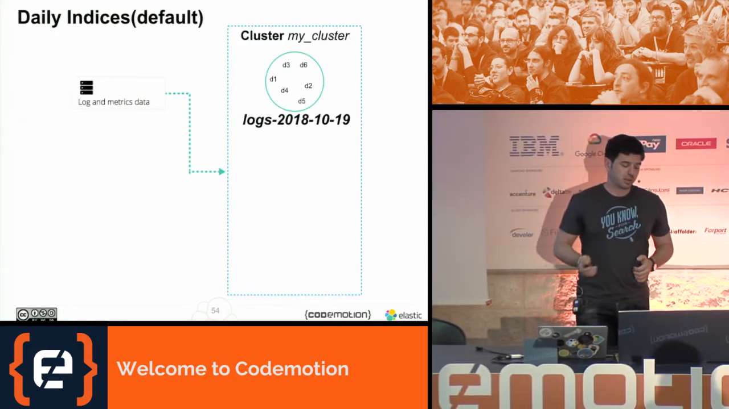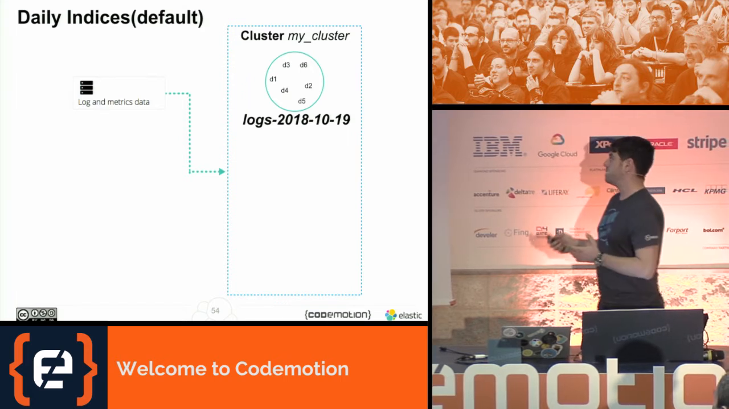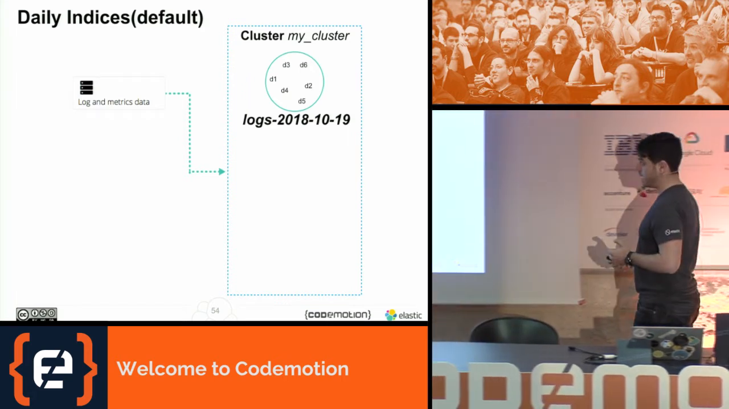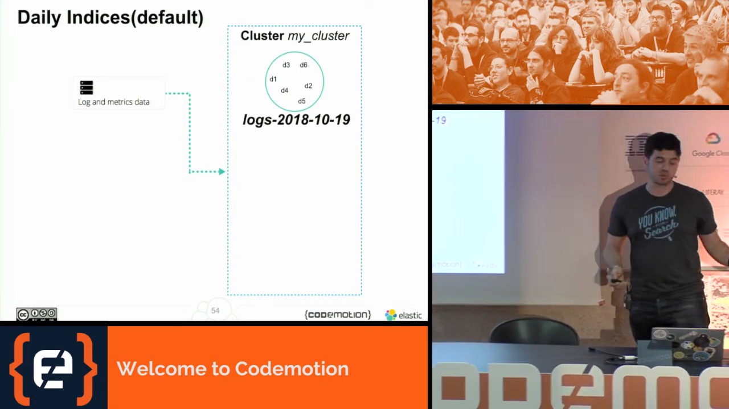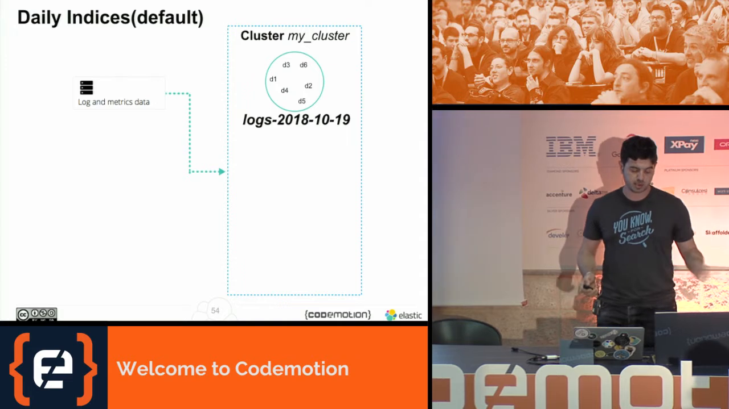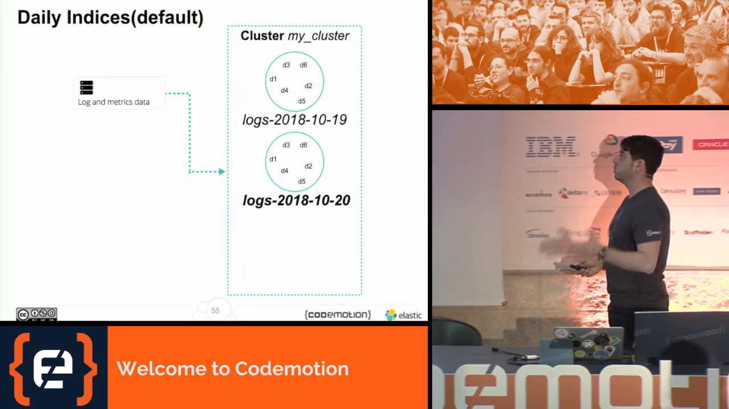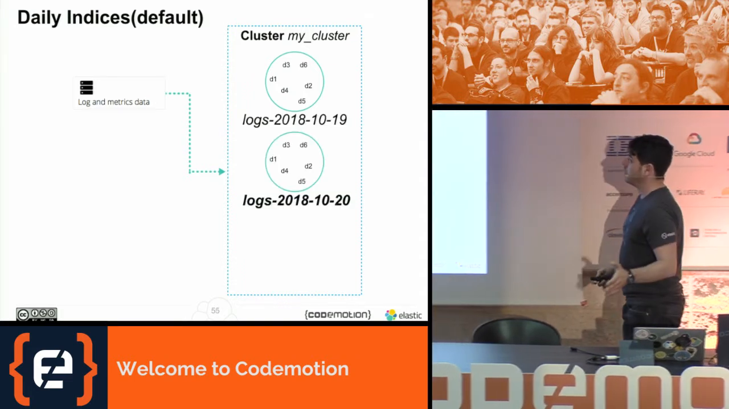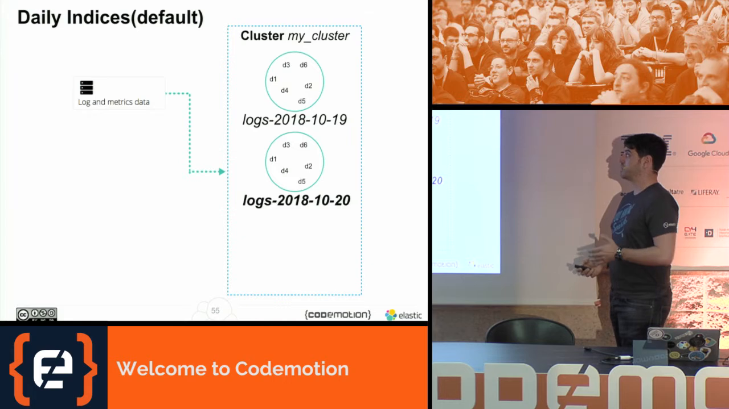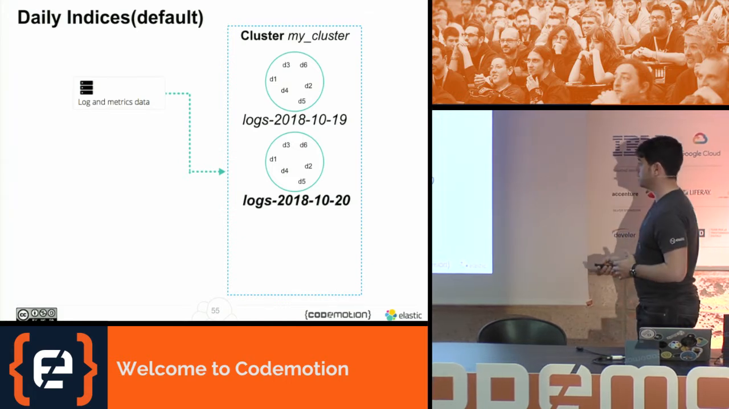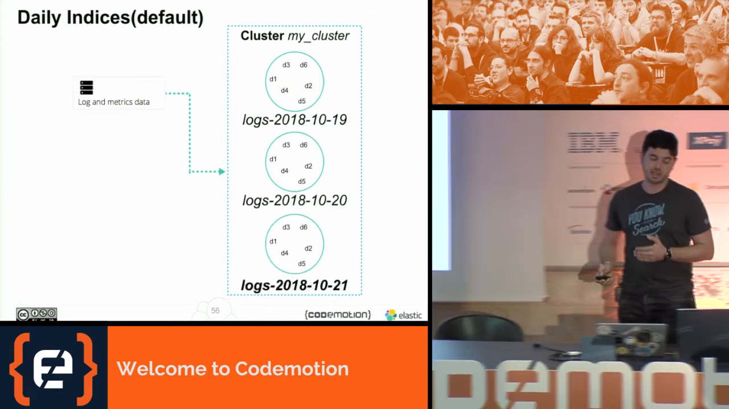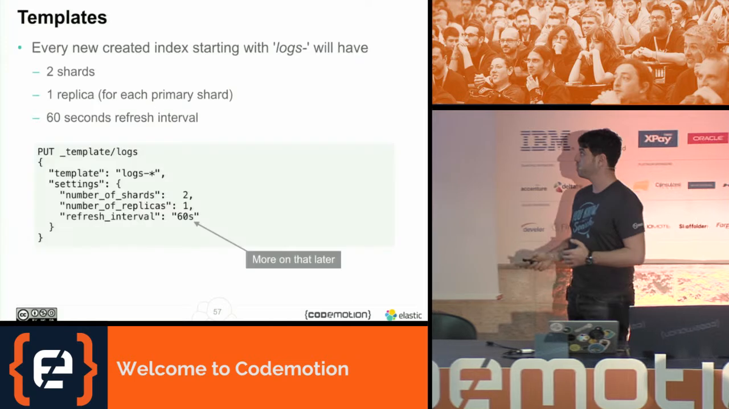The default approach a new user basically follows is to create an index for every day. The time goes by, new indexing requests come all the time, and new indices get created every day. So that's the standard way to start using Elasticsearch. We end up with an index per day with all its shards.